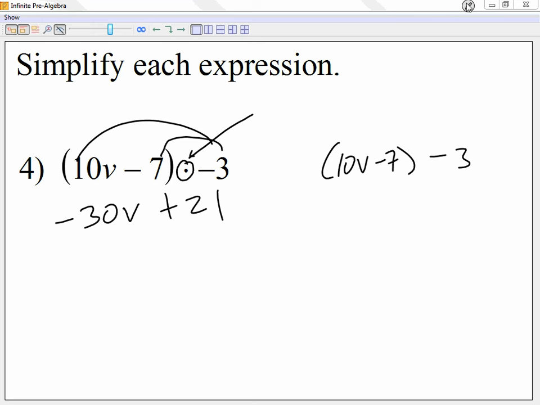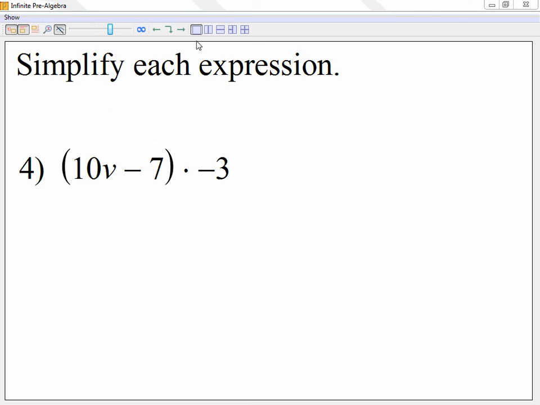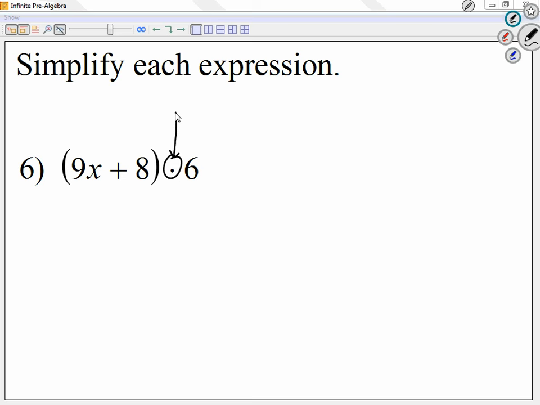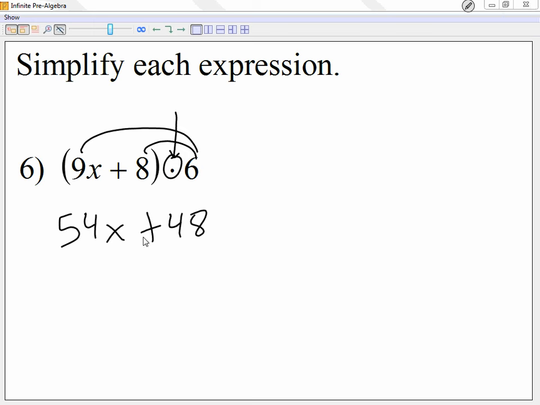Let me take a look at another question where the term is after the parentheses. So let me take a look at number 6. Once again, I see a times, so that's what connects that 6 to my parentheses. Multiply the 6 to both terms inside. I know 6 times 9x is 54x. And then 6 times 8 will give me positive 48. Again, I cannot connect them. I cannot simplify it anymore because one term has a letter, the other one does not. So I cannot combine it.